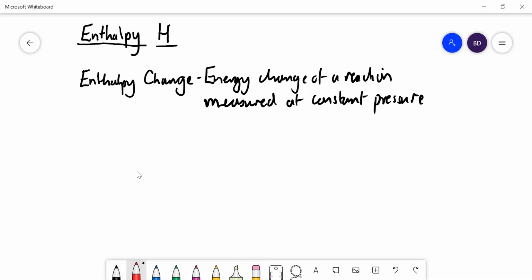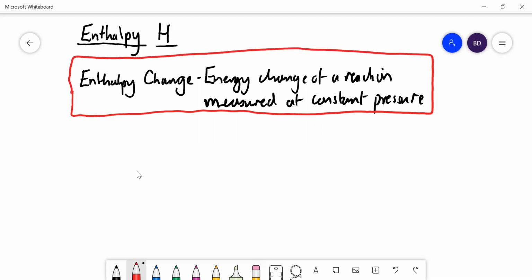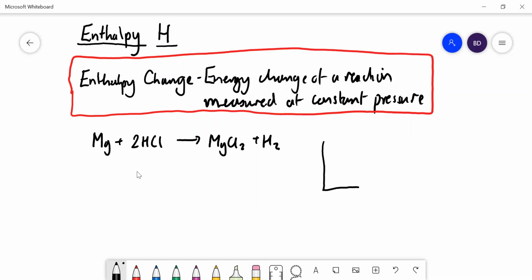Most of the time when we do reactions, we do them at constant pressure. Imagine you've got this reaction: magnesium and hydrochloric acid giving you magnesium chloride and H2. How would you normally do that reaction? You do it in a beaker, and you wouldn't have a lid on it, so all the hydrogen gas that got given off would release, and the pressure would be constant. Generally speaking, we don't do reactions at constant volume.